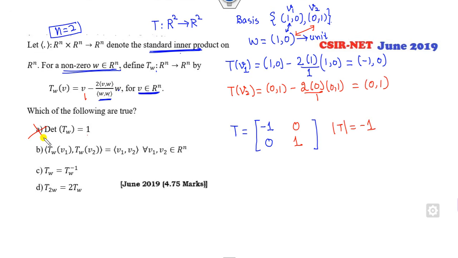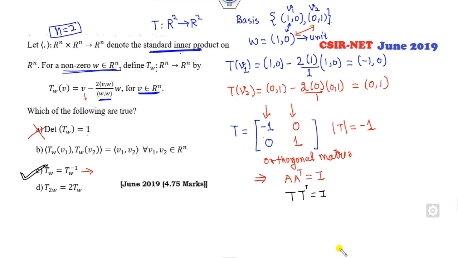First option cancelled. Fine. Now once the first option is cancelled, what can you say about this? This is an orthogonal matrix. It's an orthogonal matrix because it has unit length, and the dot product is 0. So if it is unit length, it's orthogonal. It means A times A transpose is I, or you can say T of T transpose is my I, which is the same as this. You can see T of T transpose is my 1. So which is the same is the correct option.